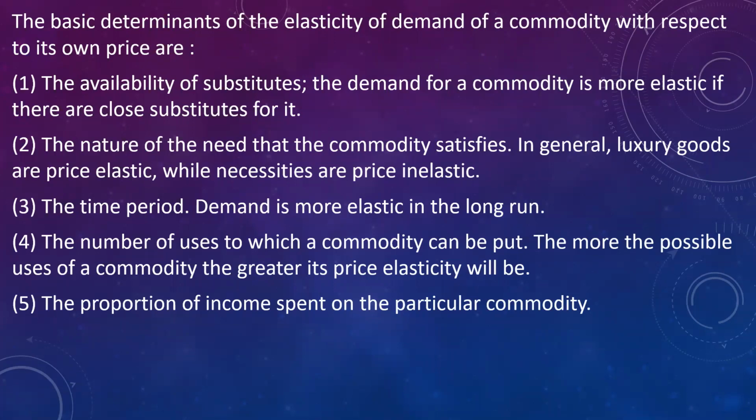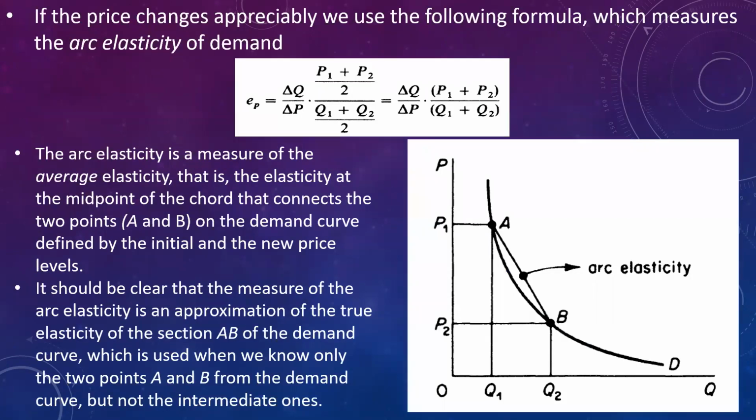Then the time period. Demand is more elastic in the long run. Then the number of uses for which a commodity can be put. The more the possible uses, the greater will be the price elasticity. And the proportion of income spent on a particular commodity. These are the determinants of elasticity of demand.